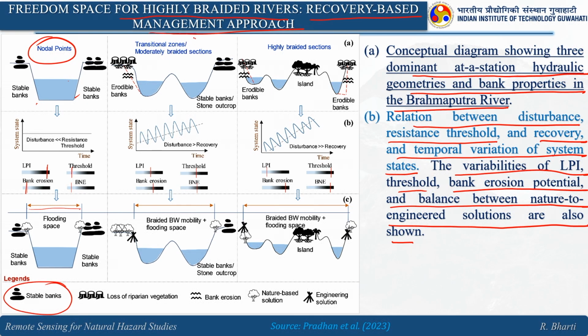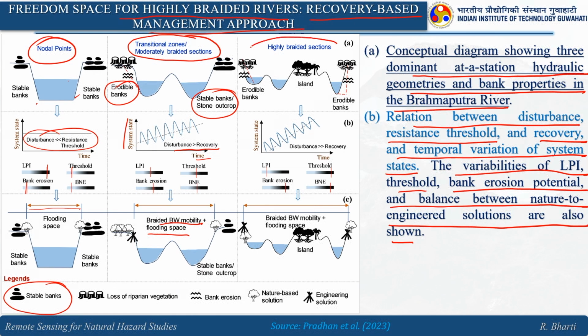In the second one, we have transitional zones, moderately braided section. Here you have the erodible banks and stable banks both, right. So, if you see this diagram, the system state versus the time. So, disturbance is greater than recovery, but in the previous one disturbance was less than the resistance threshold. So, because of that you have the braided mobility and flooding space.